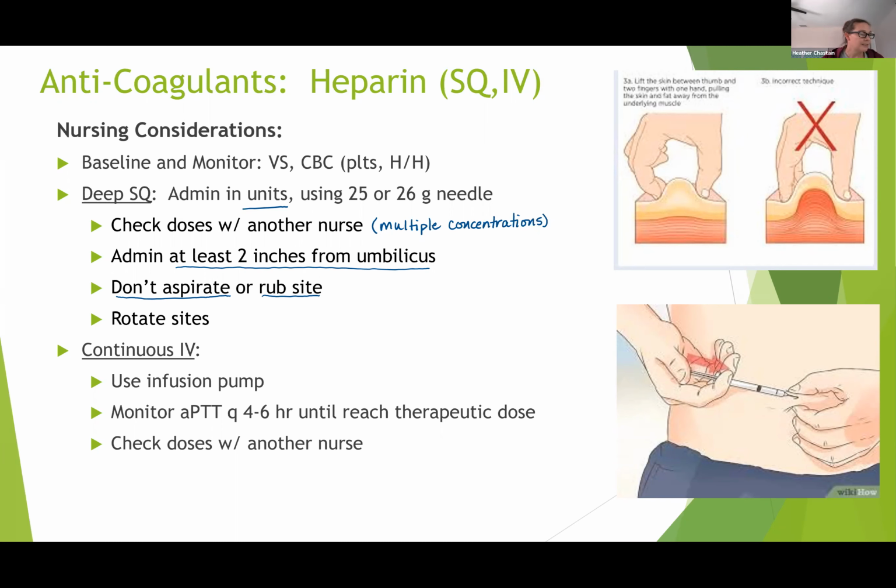If you're giving IV, it's a continuous IV. You're going to use an infusion pump. Okay, so you're going to use one of these. You're going to monitor the APTT every 4 to 6 hours until you reach a therapeutic dose.